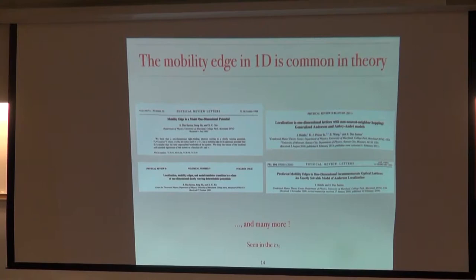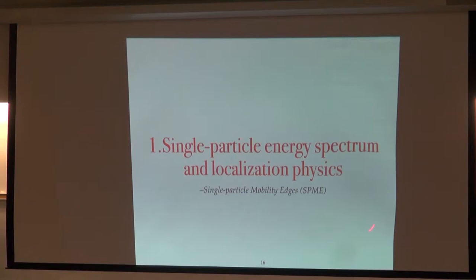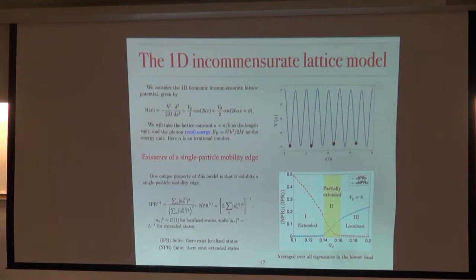Okay. So I'm going to describe the localization physics in this system. Again, this is the lattice Hamiltonian. Everything I will talk about is defined in recoil energy units. For example, I will write Vp equal to 8, meaning the primary lattice energy is 8 times the recoil energy. The unique property of this model is that it carries a single-particle mobility edge. And how do we characterize it in theory? We can calculate two complementary quantities.